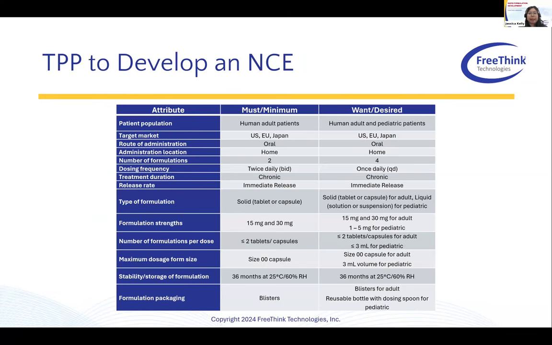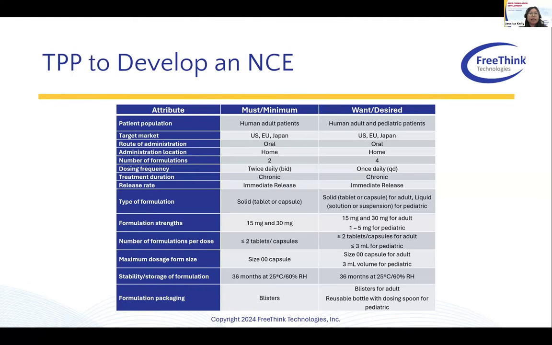So in this example, let's consider a new chemical entity for which there is no previous approval. And so in discussion with the drug development team, we find that there is a promising molecule that can treat a chronic disease in both adult and pediatric patients. And it was indicated by both the medical and marketing team that developing a product to treat this condition would be beneficial to patients.